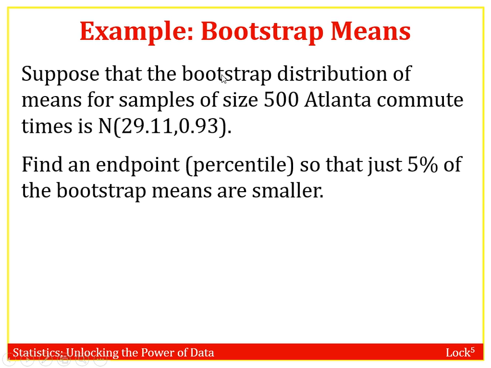So suppose you had a bootstrap distribution of the means of our sample of our 500 Atlanta commuters. The mean was 29.11, and for our distribution the standard deviation was 0.93, which remember is your standard error. And we want to find the endpoint, a percentile, so that just 5% are smaller. Well, what would you do?